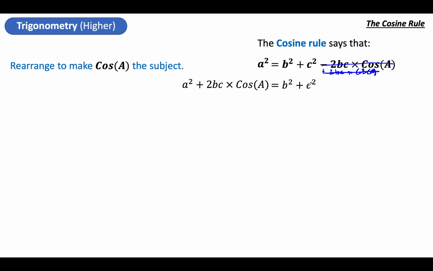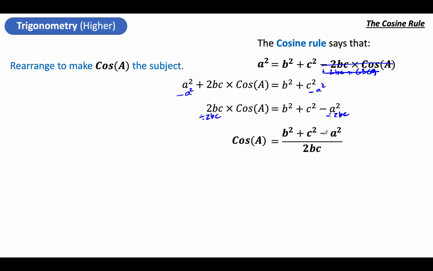And what's left over here is b squared plus c squared. Right, next step. Well, this a squared's an easy thing to do. I'm going to take away a squared from both sides. So I've got 2bc times cos of A equals b squared plus c squared minus a squared. And lastly, I want cos of A on its own, so I'm going to divide by 2bc on both sides of my equation. So it's cos of A equals b squared plus c squared minus a squared over 2bc.